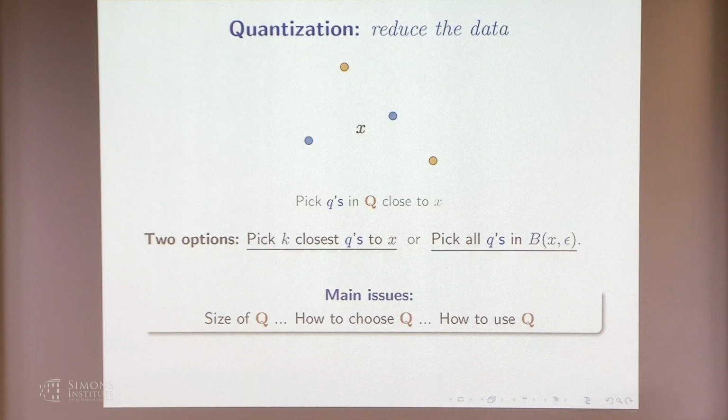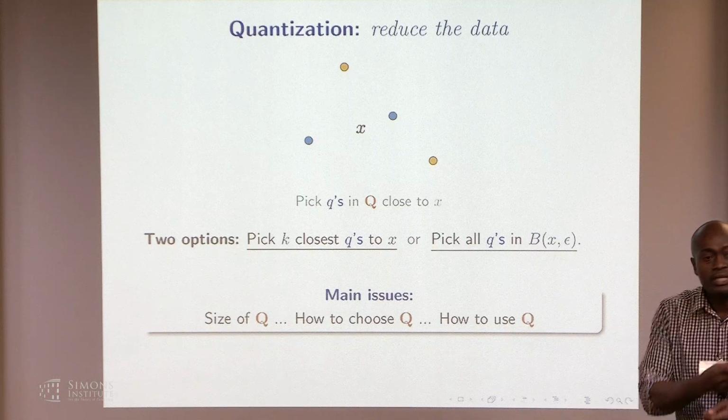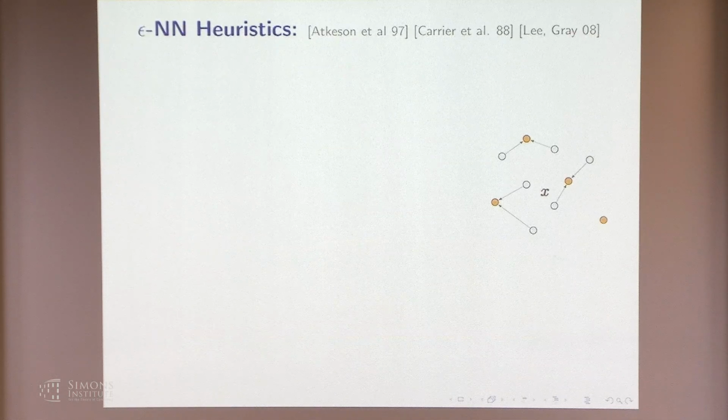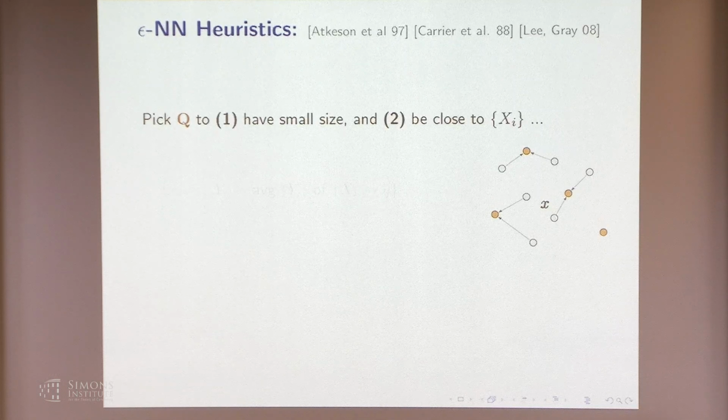The main issues here, and there are tons of heuristics of this type, are: what is the quantization size to be picked, how do you actually choose the quantization points, and then how do you use them? Those are the main questions, and all the heuristics vary in the ways they answer these questions. So here are some common heuristics, I'll just call them epsilon and n heuristics. First, they give some sense of how you should pick Q. You pick Q to have small size, of course, so that you have fast time. And then you want it to be close to the data, so that you maintain, to some extent, the accuracy.